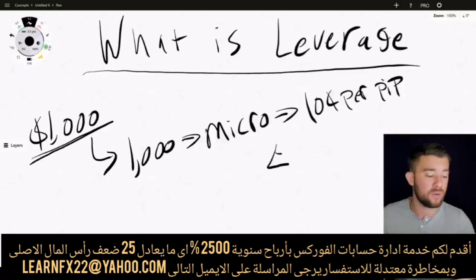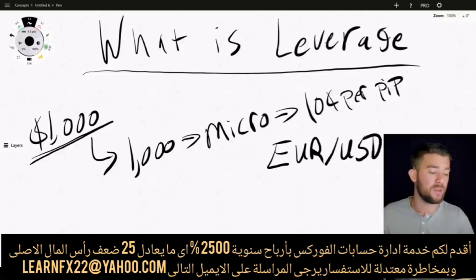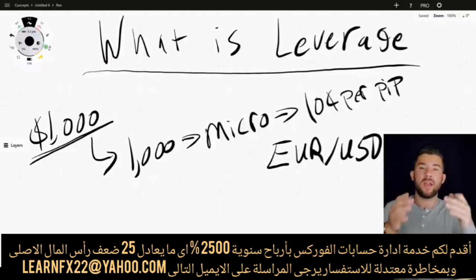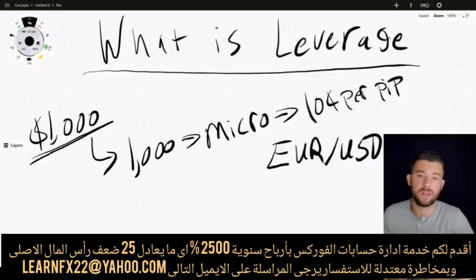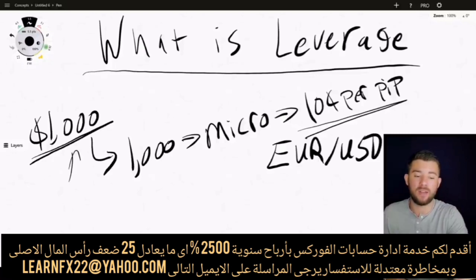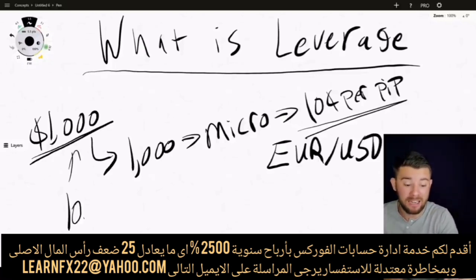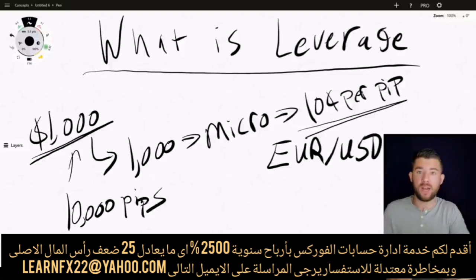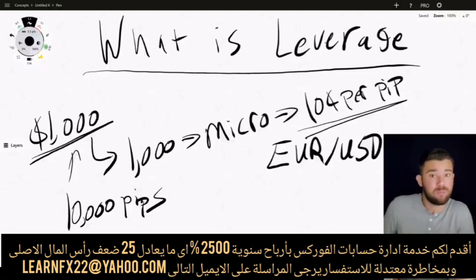Let's say you have 1,000 units of the euro dollar. And you say, cool, I have 1,000 units. This micro lot means that every pip the euro dollar moves is 10 cents per pip. In this case, I want you to look at risk as how many pips you can lose. How many pips could you lose at 10 cents a pip if you have a $1,000 account and no leverage? You could lose 10,000 pips before you blow your account. That's awesome. This is why not using leverage at the beginning is a pretty good idea.